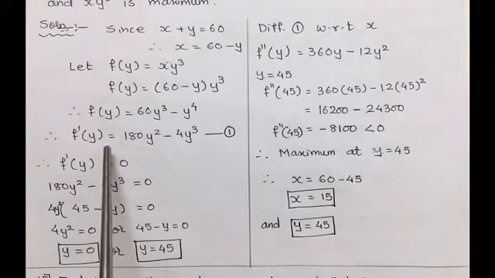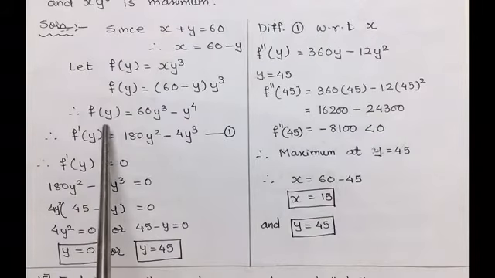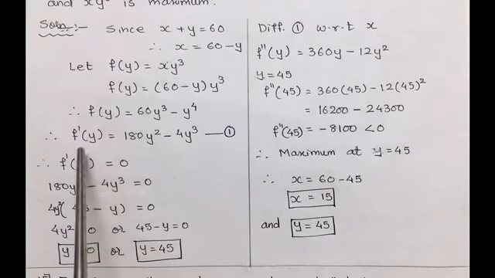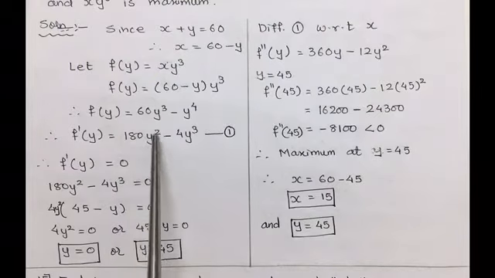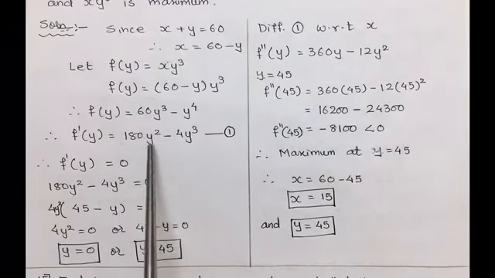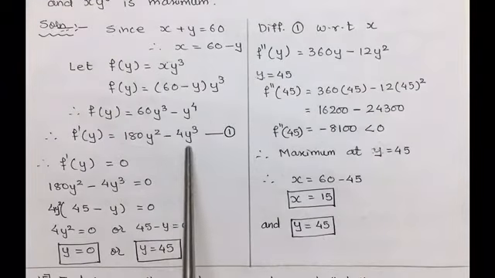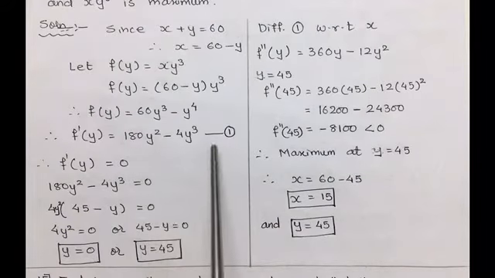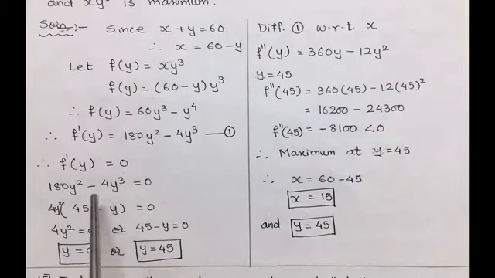So for the maximum value, differentiating f of y with respect to y, we get the first derivative f dash y is equal to 180 y square, that is, y cube derivative is 3y square, minus 4y cube, since y raised to 4 derivative is 4y cube. Marking the first derivative as 1. To calculate the value of y, we'll equate the first derivative equal to 0.